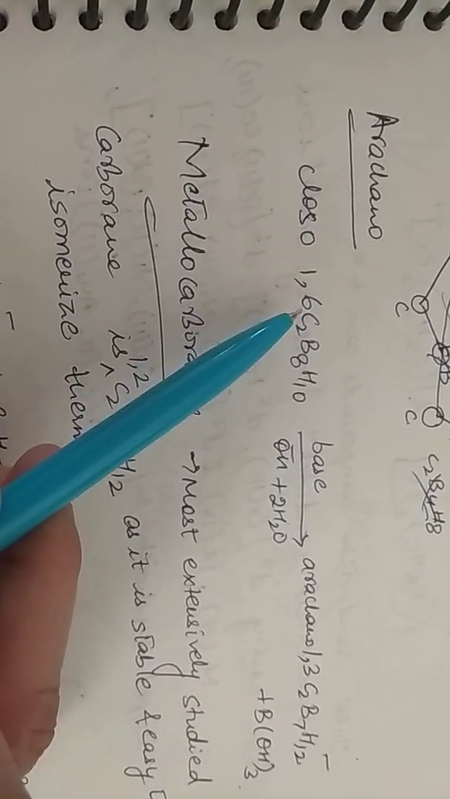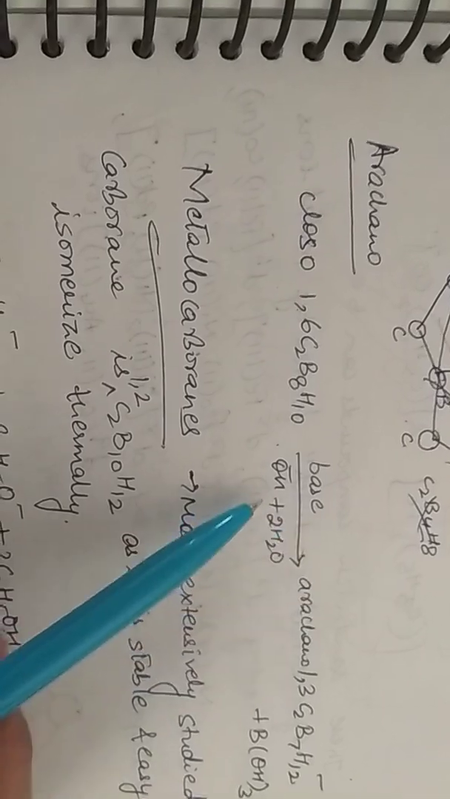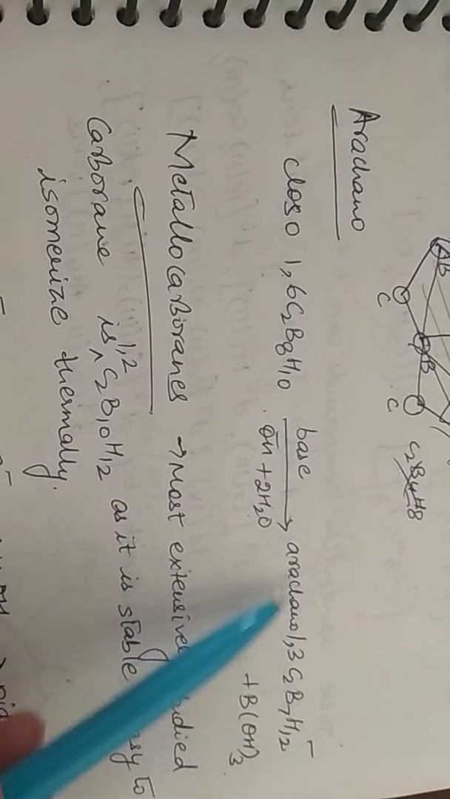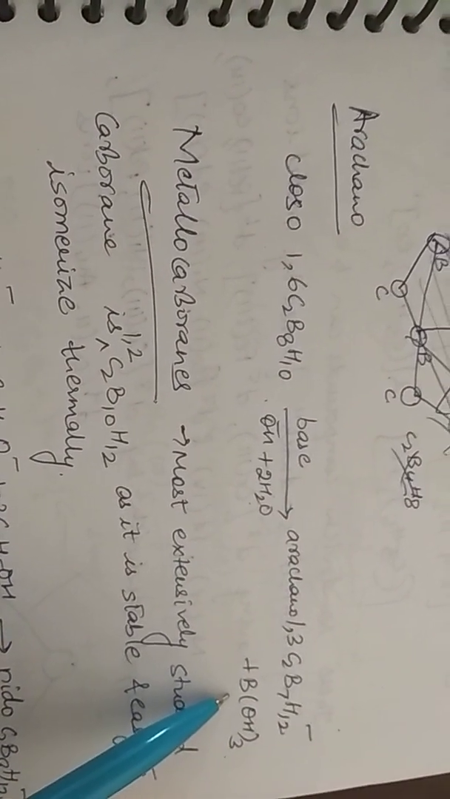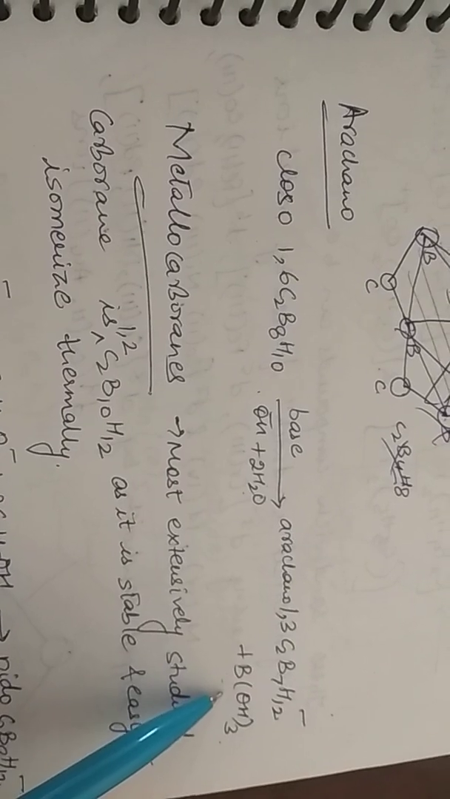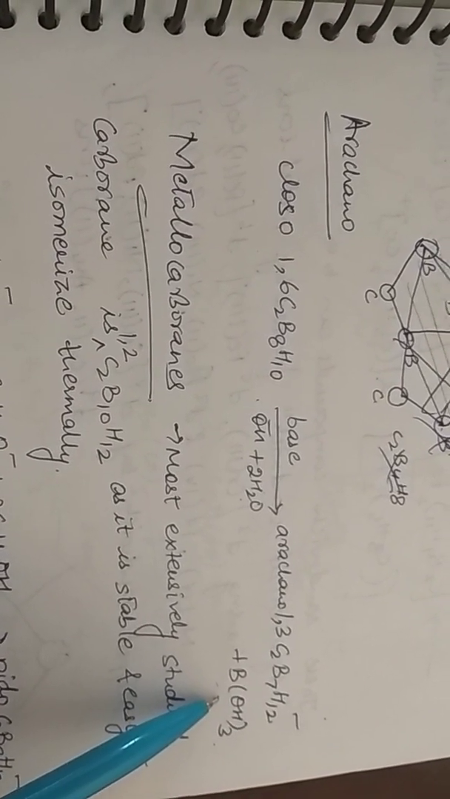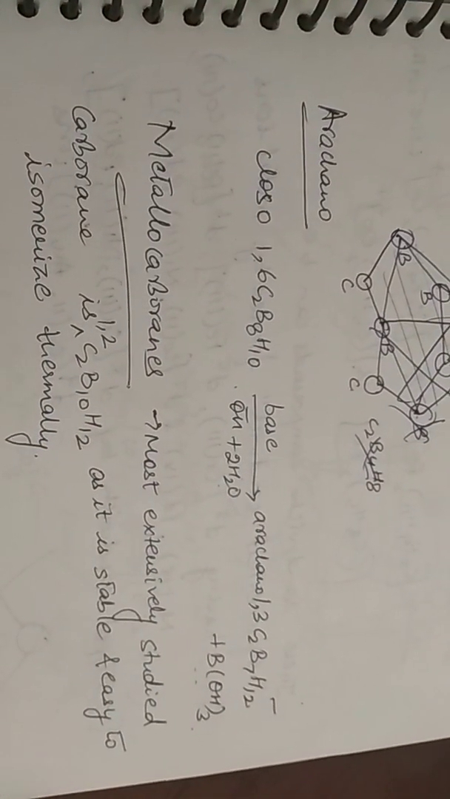Then arachnoboranes, closo 1,6-C2B8H10 in presence of a base and obviously aqueous solution gives you arachno 1,3-C2B7H12 minus plus B(OH)3. Okay, I hope we are pretty clear here. Fine. So that's all for this. Then in the next one we will discuss the metallocarboranes.